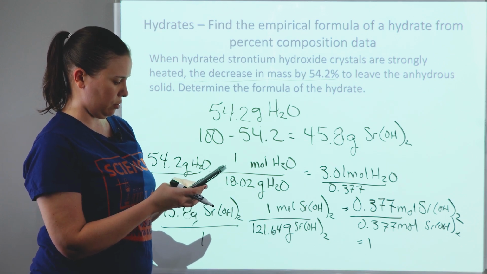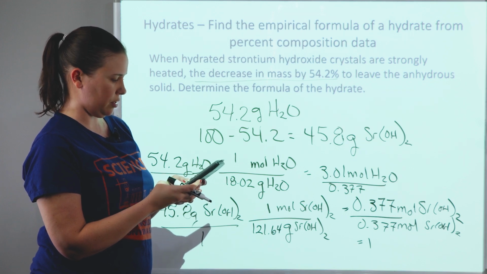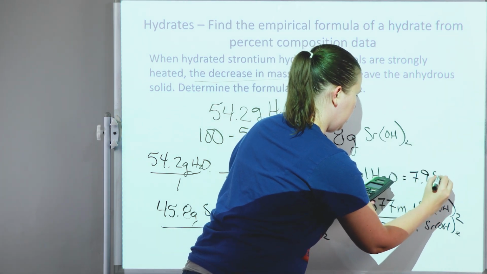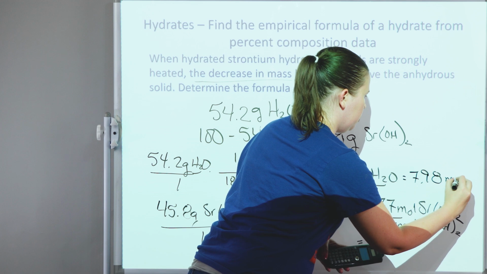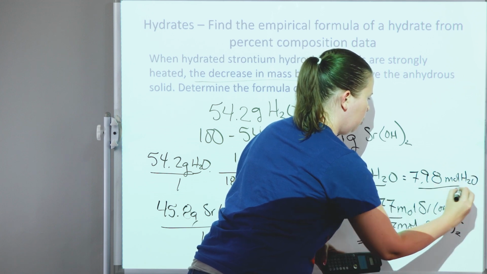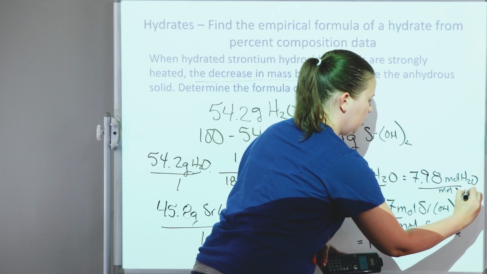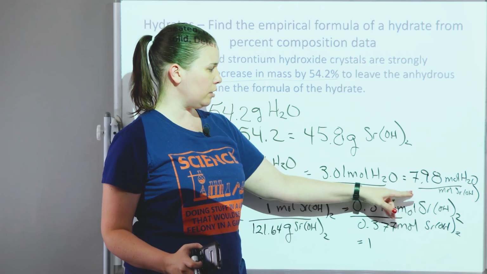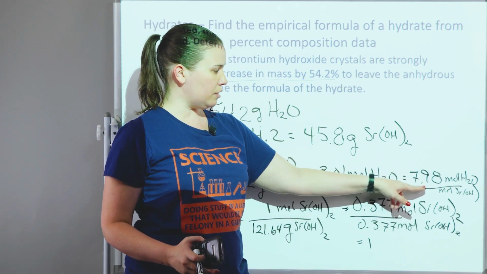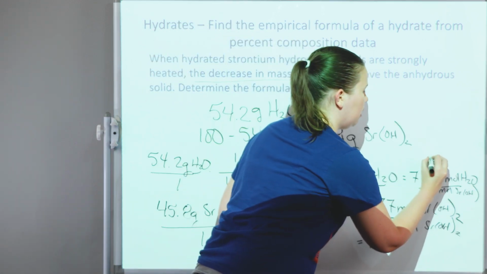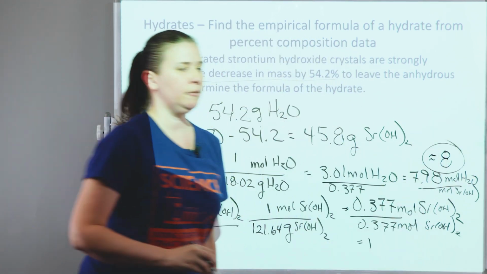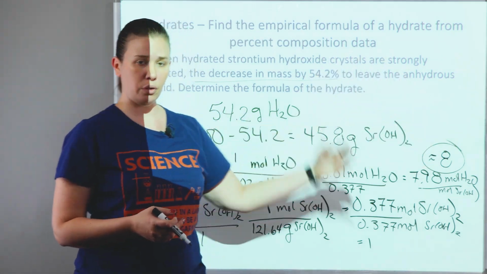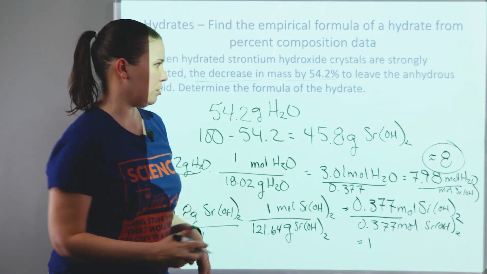Let's look at our mole ratio for our water. Calculator: 3.01 divided by 0.377, and we get, to 3 sig figs, 7.98 moles of water per mole of strontium hydroxide. So this is telling me how much water would be attached to that anhydrate. And this is, again, close enough, within a tenth, to round. So we would say that that is approximately 8. And what we just solved for is actually the hydration number. How much water per anhydrate? How much water on that strontium hydroxide?